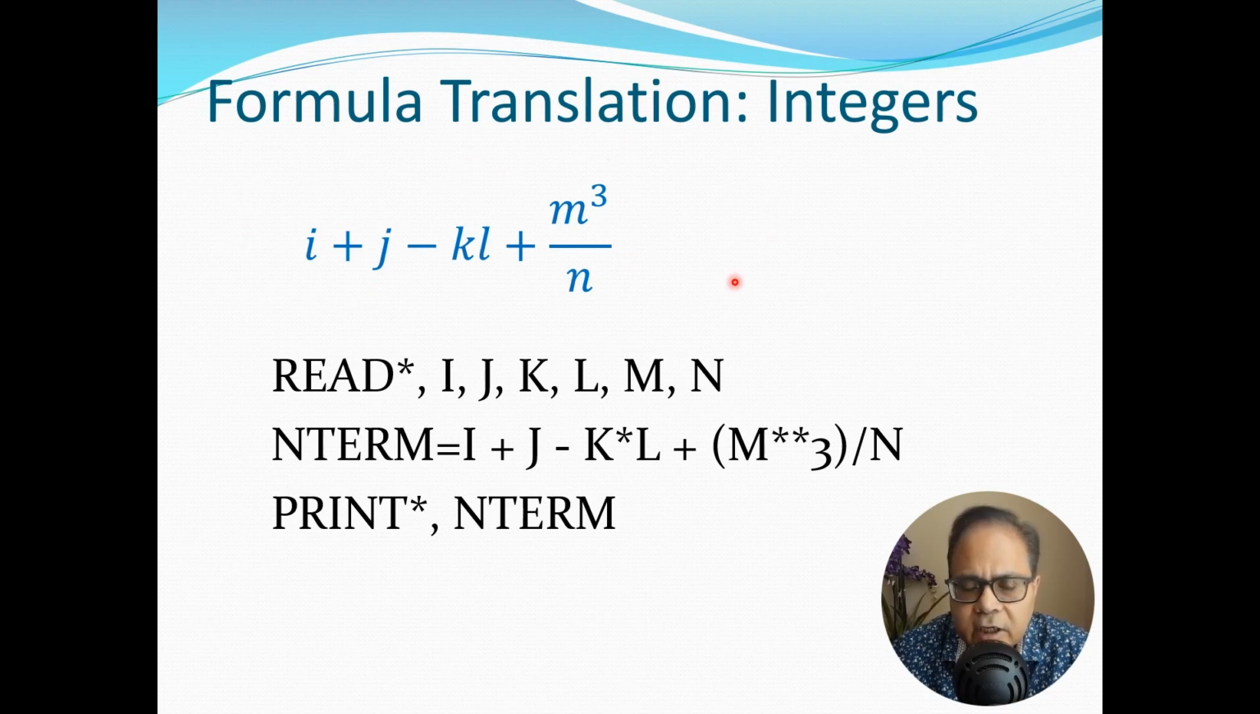So again, let us take an expression like this, which is essentially composed of integers. Now remember that i, j, k, l, m, n are classified as the integers in Fortran. So I can write this particular expression as nterm is i plus j minus k into l plus m to the power 3 divided by n, and then this entire expression I can print out. I'm calling it nterm because this is something which is composed of the integers and I want the output to be an integer also here.